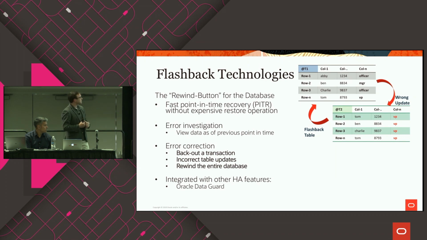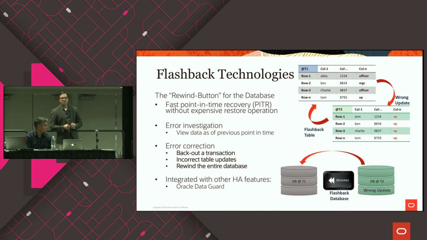You can back out transactions, you can correct incorrect table updates, or you can even rewind the full database. However, this would require that you enable Flashback a priori. That means you need to explicitly enable Flashback, which results in the allocation of Flashback logs. So in order for you to get all of these benefits, you need to enable Flashback, allocate Flashback logs, and then you can benefit from the feature at the time it is required.